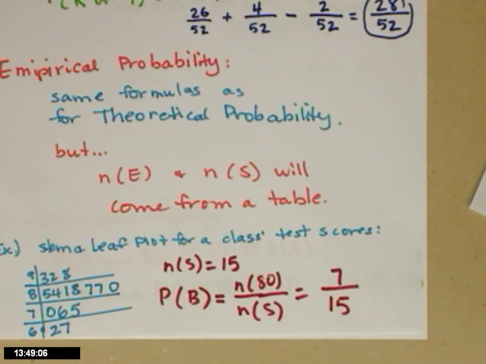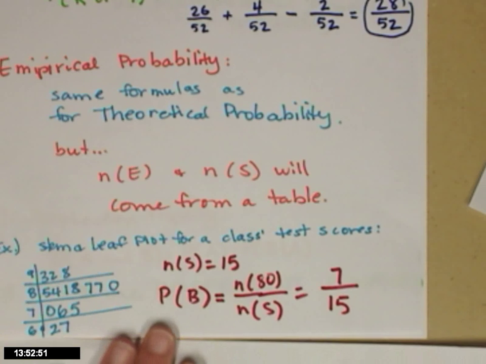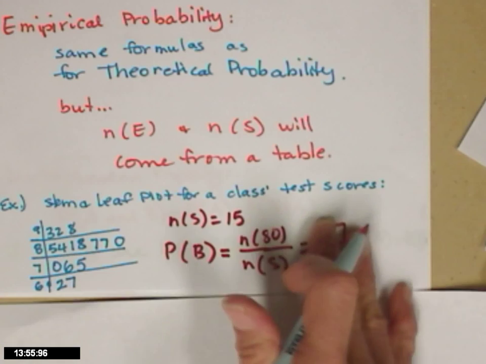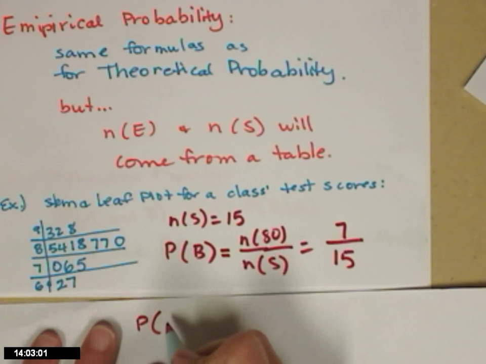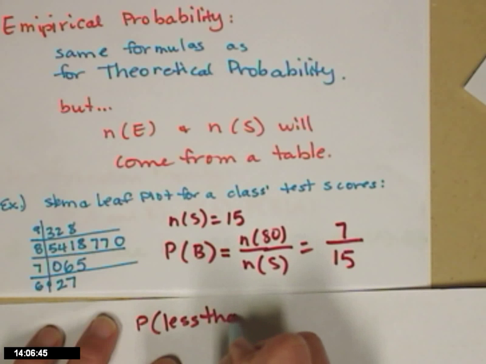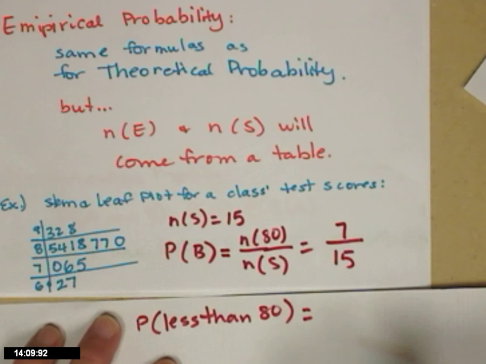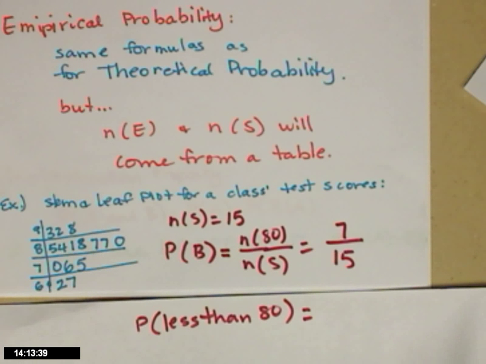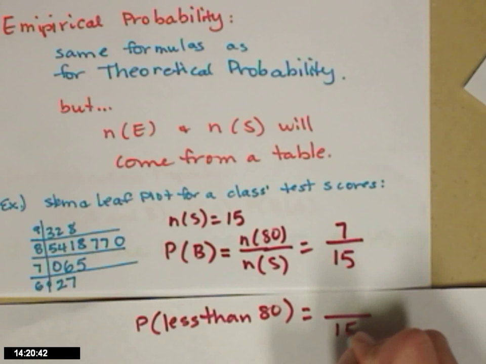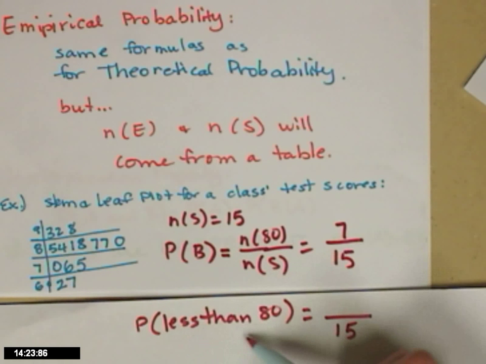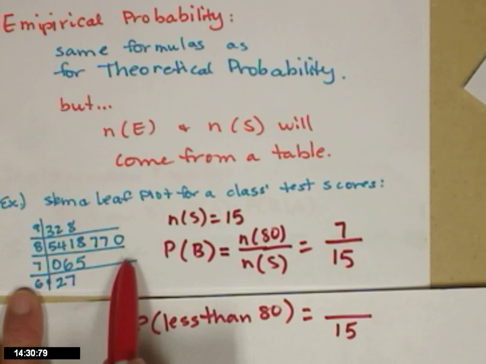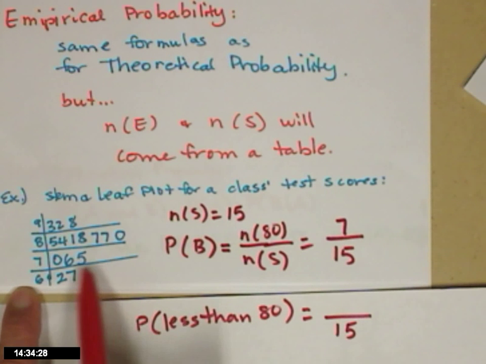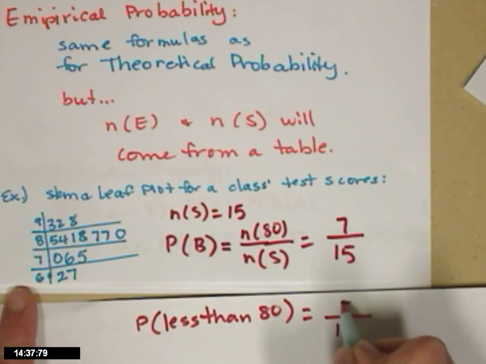Okay. I've got a piece of paper here. Let's expand that just a little bit. What if I instead ask, what's the probability that the test I grab has a score less than 80? Now I'm not just looking for one particular group, but grouping them together. It could be in the 70s or the 60s or anything below that. So I still have my 15 denominator, but now I have to figure out which elements in my sample space are less than 80. I wouldn't count 80 because it says less than, not less than or equal to. So I have 1, 2, 3, 4, 5. I have 5 that are less than 80.